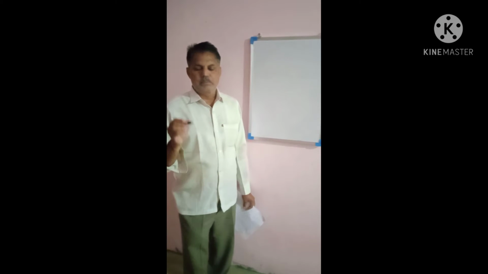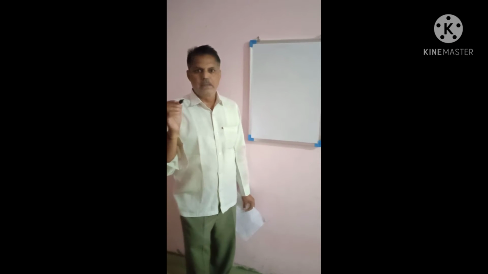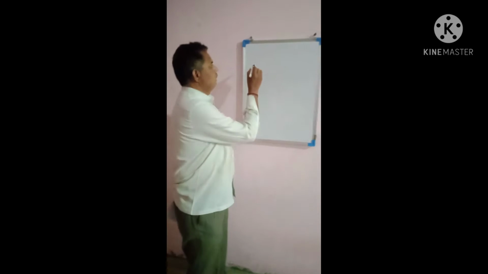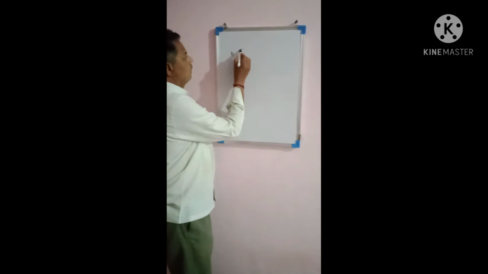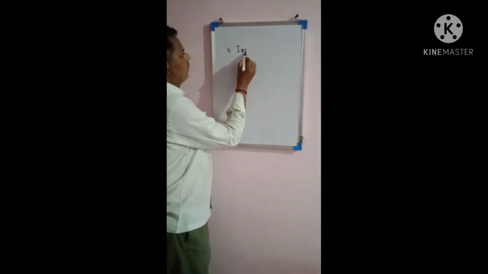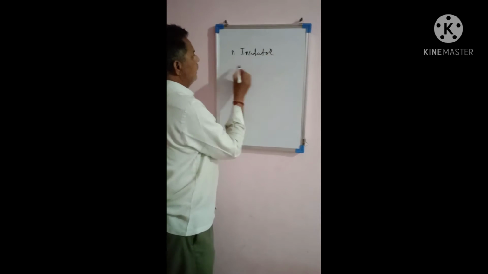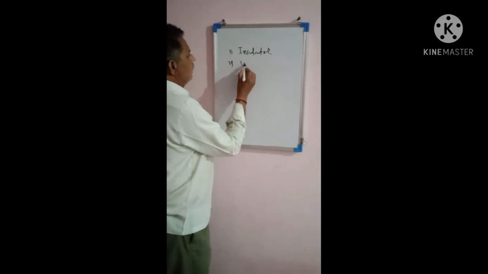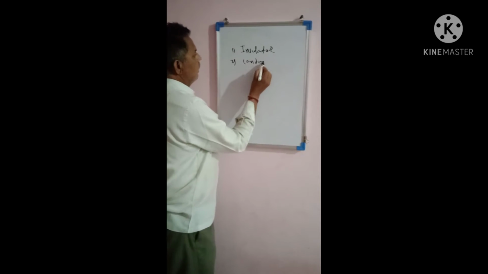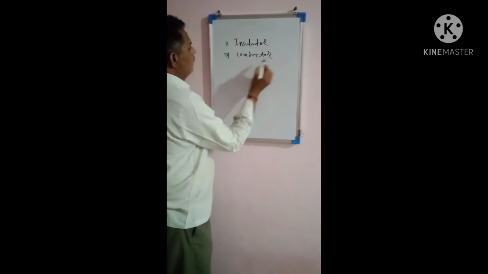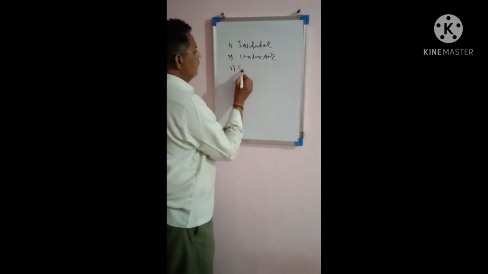In nature, substances are classified in three ways. First is insulator. Second is conductor. And third is semiconductor.